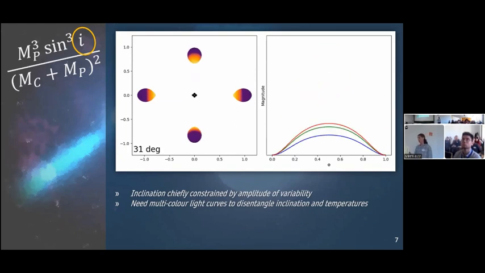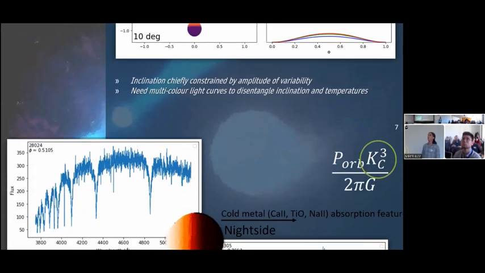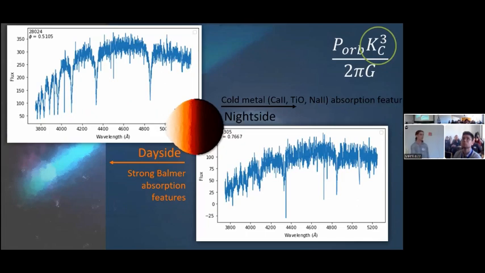Variability. So that's how we get to inclination. What about the companion's radial velocity? For this, we need to move from photometry over to spectroscopy. And just like with photometry, we expect to see quite different spectroscopy depending on whether we're looking at the day side or the night side of the companion.